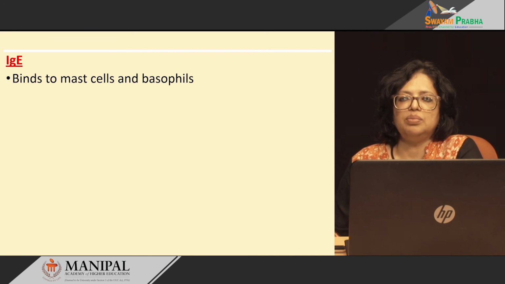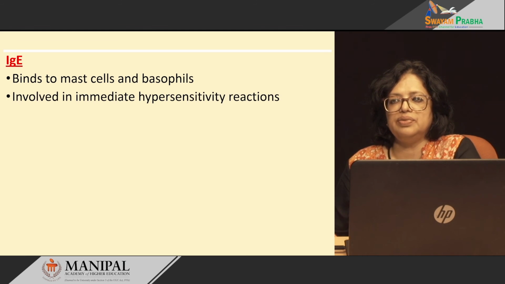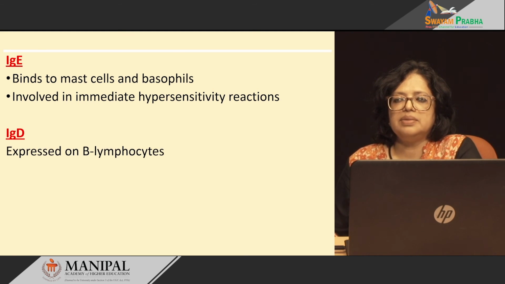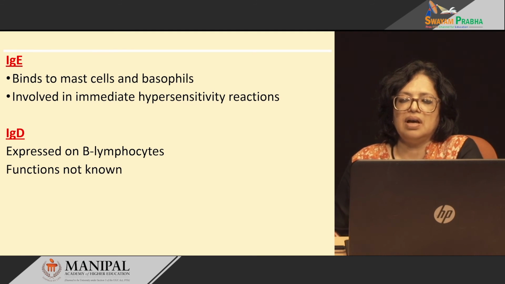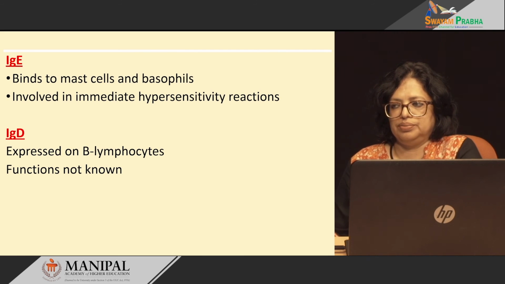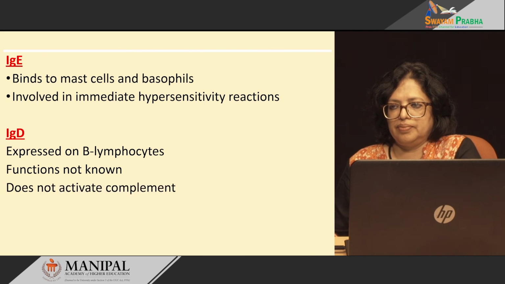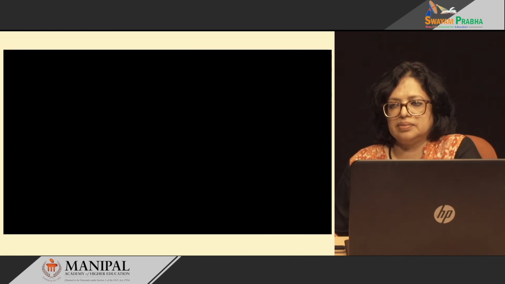IgE binds to mast cells and to basophils. It is involved in immediate hypersensitivity reactions and IgD is expressed on B lymphocytes. Its function, however, is not known. It does not activate complement.